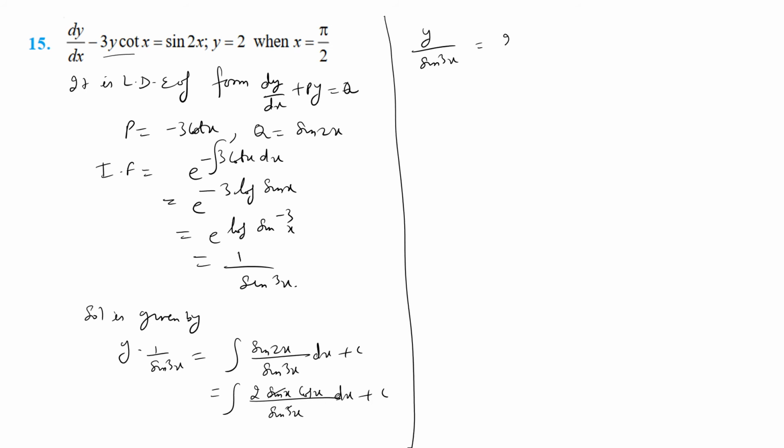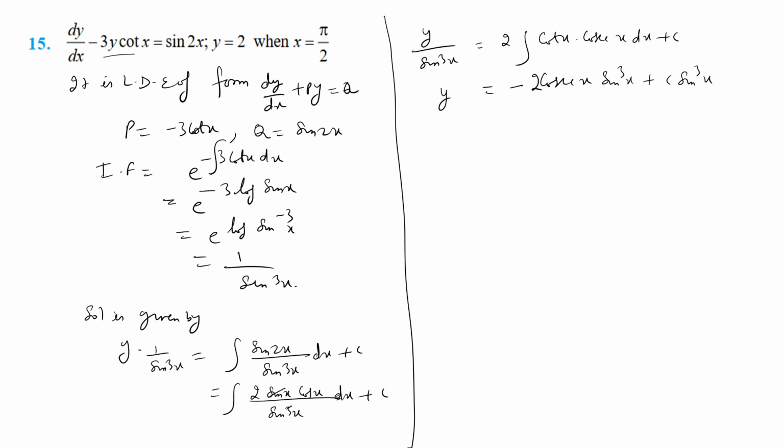2 times cos upon sin is cot x cosecant x. So you know that the integral of cot x cosecant x is minus cosecant x plus c. Okay, and this y becomes, because here sine cube x will be multiplied, so we can write it as sine cube x plus c sine cube x.